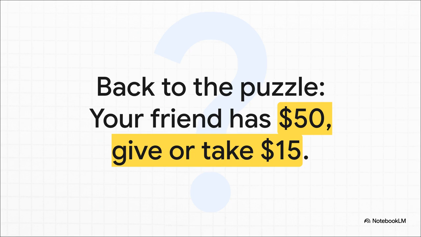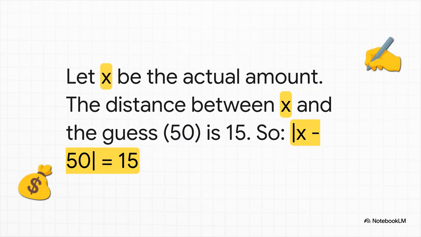Let's go all the way back to the beginning, back to your friend with the fuzzy wallet math. They've got 50 bucks, give or take 15. Let's solve this for good. We can actually translate this real-world problem into a perfect absolute value equation. Let's say x is the actual amount of money they have. The difference, or the distance, between that actual amount x and their guess of 50 is 15. See how perfectly that fits?